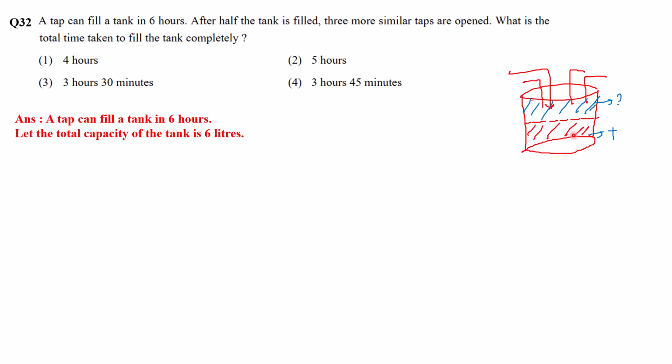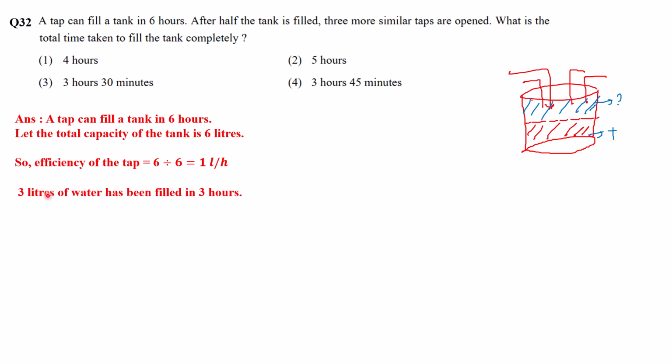So it is given in the question, a tap can fill the tank in 6 hours. So I assume let the capacity of the tank is 6 liters. Okay. So in 6 hours it will fill 6 liters. So the rate of the tap to fill it will be 6 divided by 6, means 1 liter per hour. Efficiency means the rate of the tap to fill the tank. So it will fill 1 liter per hour.